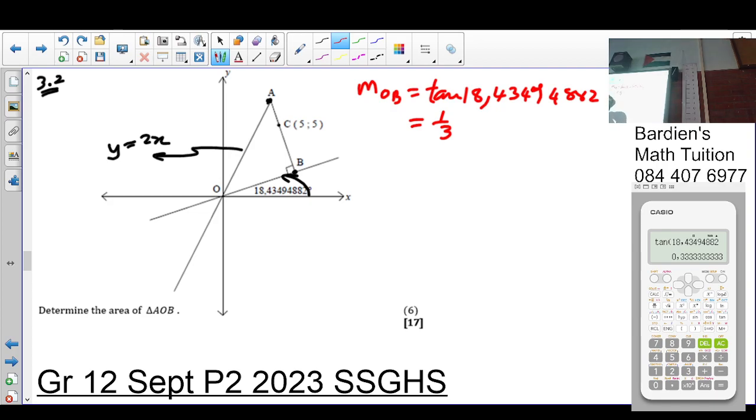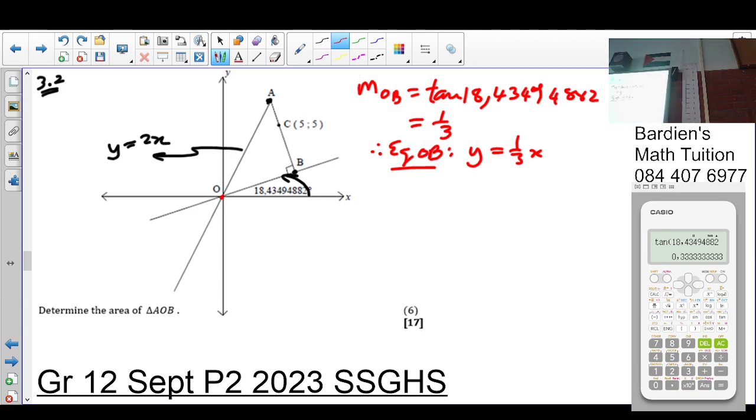Okay, so that is the gradient of OB. Therefore, the equation of OB is simply y is equal to a third x. The y-intercept value is 0 because the line is going through the origin. So that is that equation, that line.